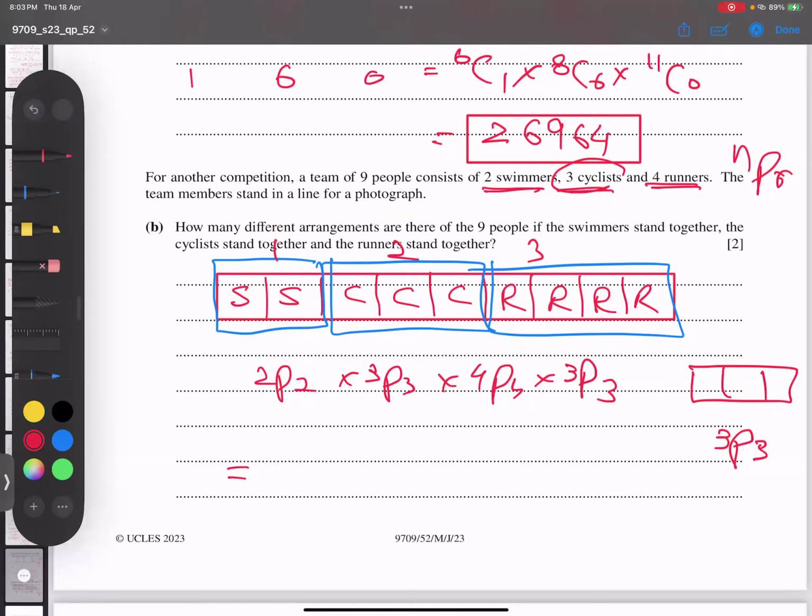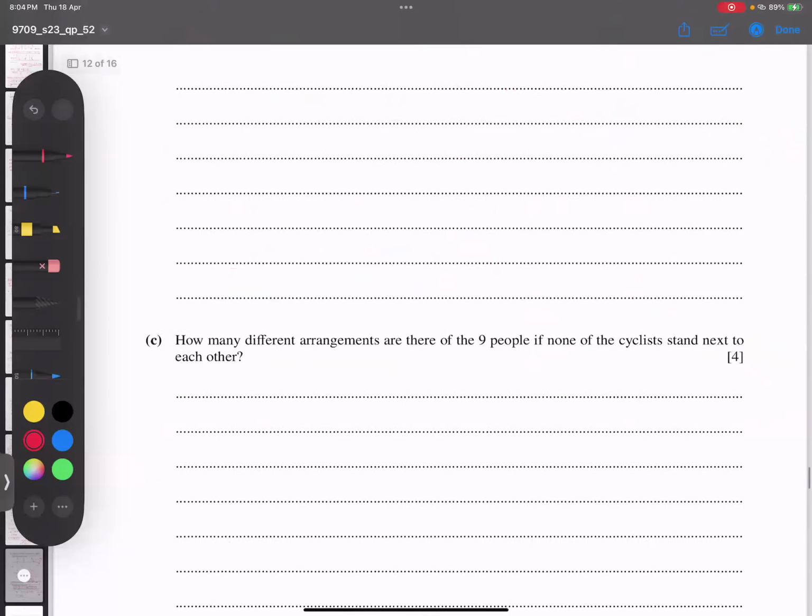I hope you got my point. And if you multiply them, this is a 2, this is a 6, and this is a 24. And the answer is coming 1728. And I believe you got my point.